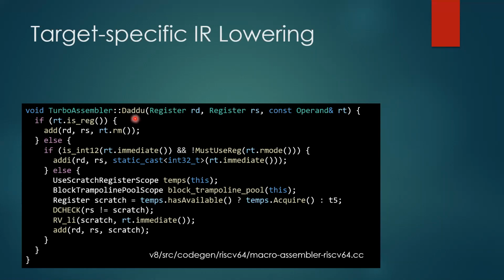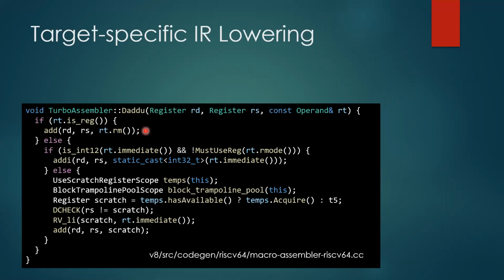The naming is a little strange because we inherited it from MIPS, but essentially it's add 64-bit. And it takes a register and an operand. An operand can be a register or it can be an immediate value, and the immediate value might be beyond the range of what the immediate field of the underlying instruction would support.